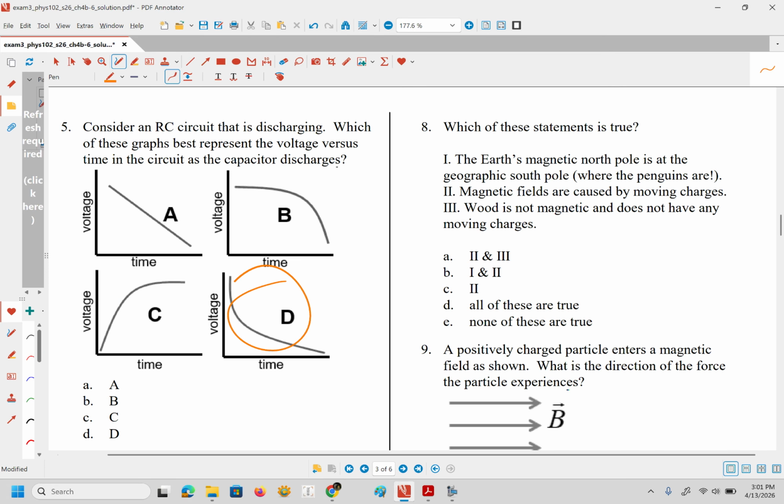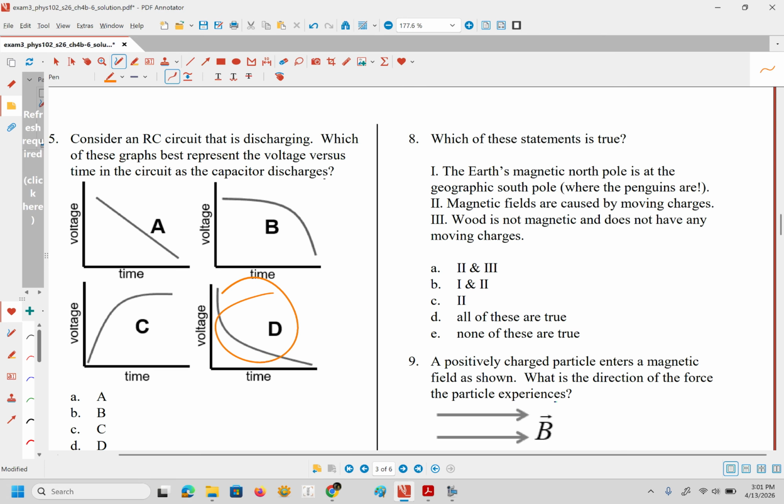All right, which of these statements is true? The Earth's magnetic pole is at the geographic South Pole. That is correct. If you remember, think about the Earth, that I have a North and a South Pole, but if I think about the Earth as a magnet, those two poles are switched. So the magnetic North Pole is at the geographic South Pole. That's where the penguins live.